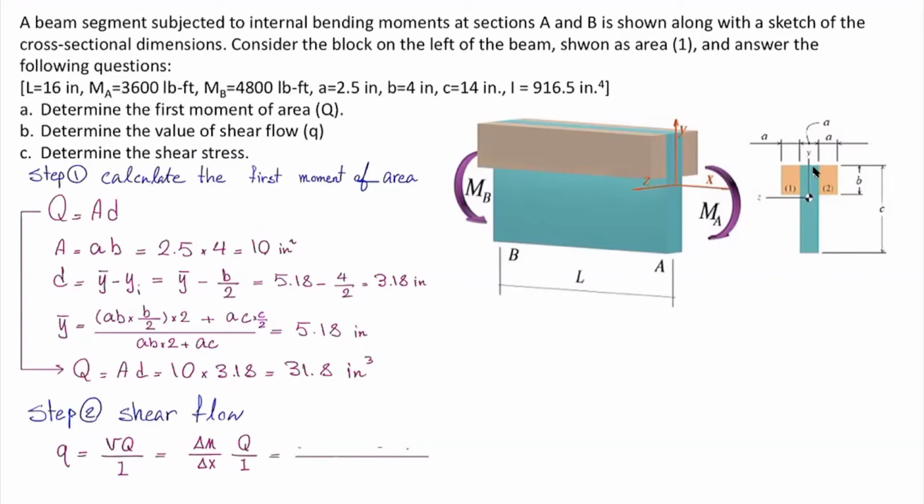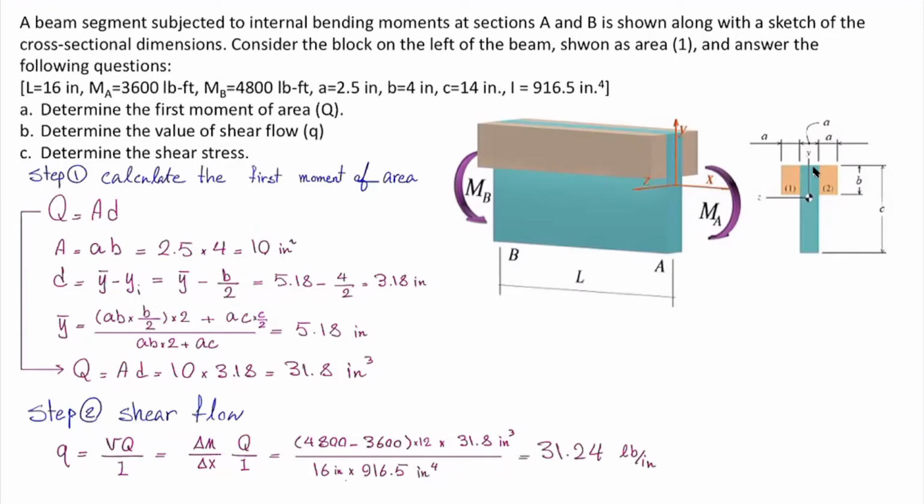Delta M is the difference between the moments. The moments are given in pound-feet, so make sure to multiply them by 12 to convert them into inch, divided by delta X, which is the length of the element, and then multiplied by the first moment of area and divided by the moment of inertia.